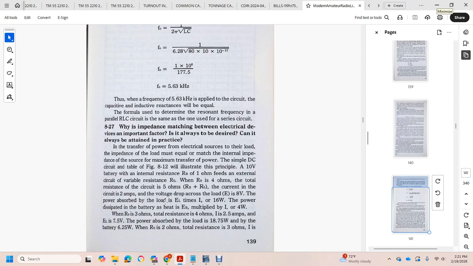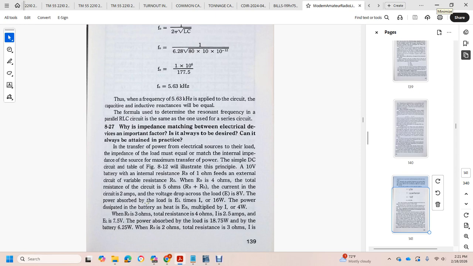Internal resistance of 1 ohm feeds an external circuit with a variable load resistance R0. Resistance R0 is 4 ohms. Total circuit resistance is 5 ohms, with a circuit current of 2 amps, and the voltage drop is 8 volts. The power absorbed by the load is the voltage times the amperage, 16 watts.